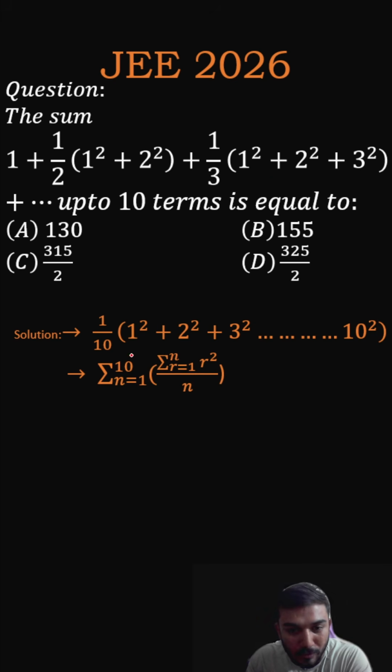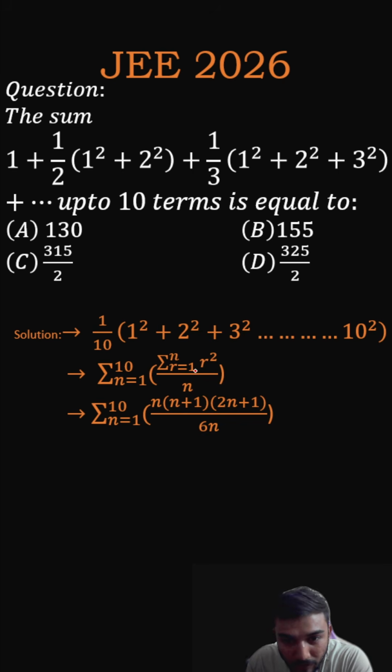Now I have put the summation. The summation of all the series will be different, but inside the series that will be summation of r square. So r square summation, r equal to 1 to n, where n will be 10. And outside this summation there will be summation of n equal to 1 to 10.